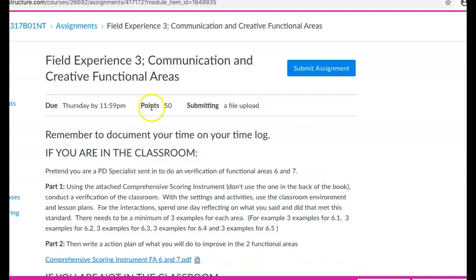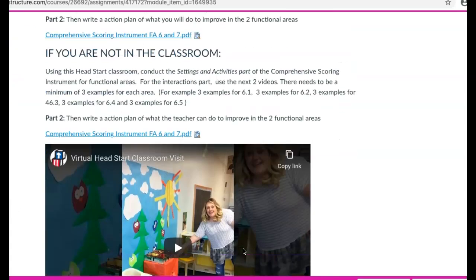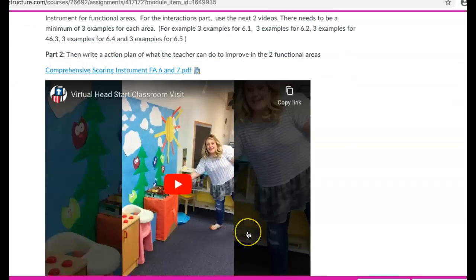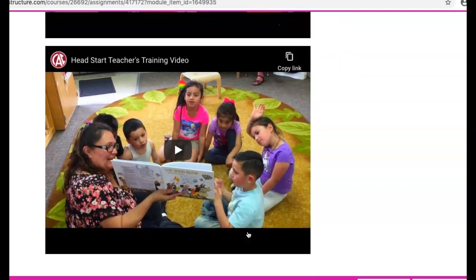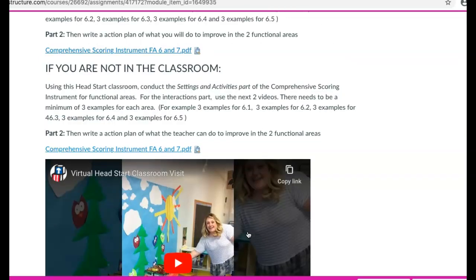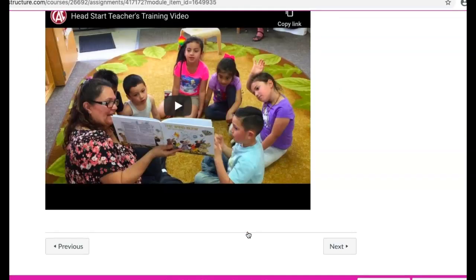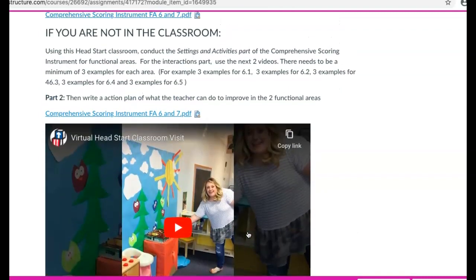So if you have a classroom, you're going to do the functional area on yours and then write up the action plan. If you're not in a classroom, we're going to go back to those 2 classrooms, and now there's 3, and use them as well. And do the exact same thing you did for cognitive and physical, for creative and communications. And so that's going to be this week's explanation. And I look forward to finding out what you find about the value of music in the classroom.